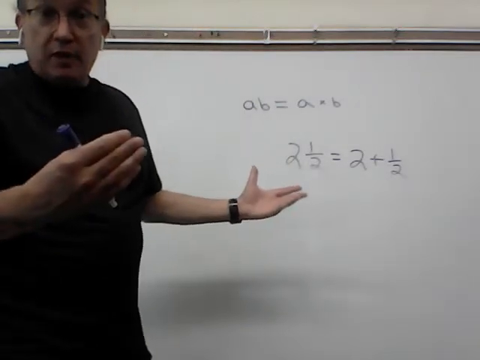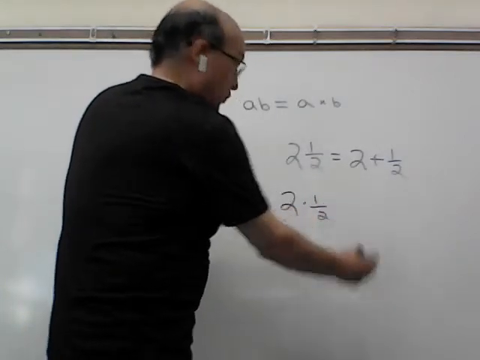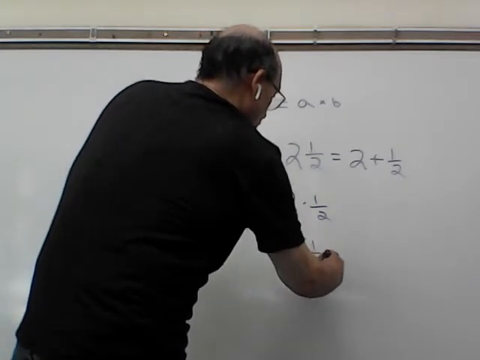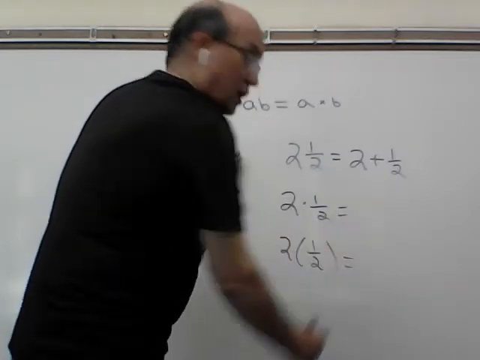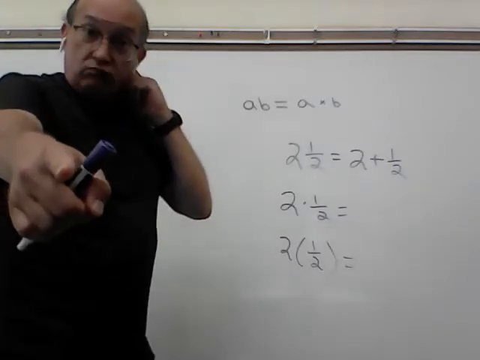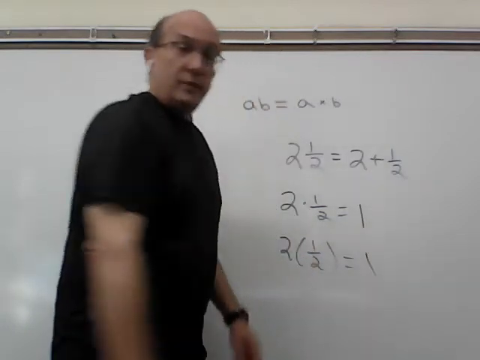If you wanted it to be 2 times a half, you could do this with the raised dot or the parentheses like I said before. Now each of these is 2 times a half, and maybe you can appreciate at this point, you should be able to, that 2 times a half is actually 1.